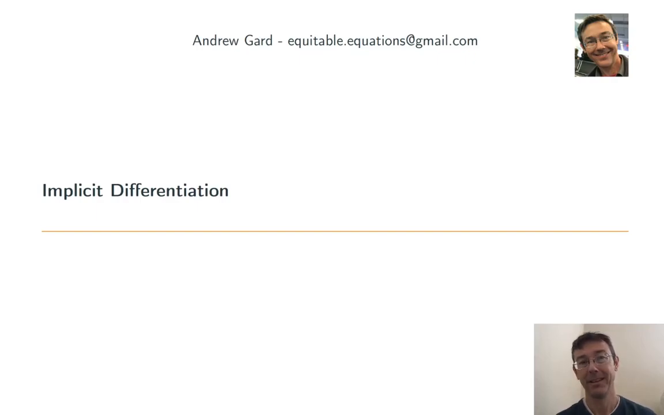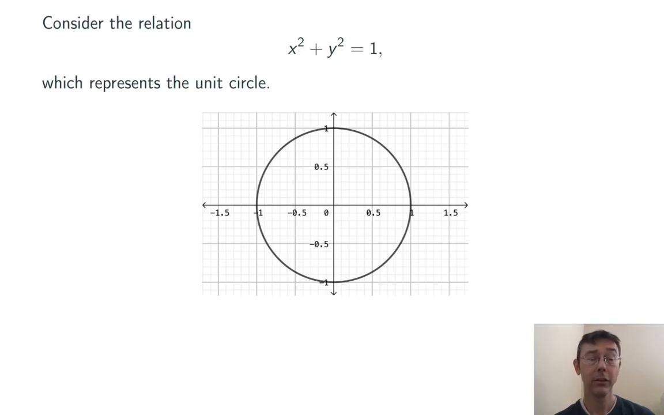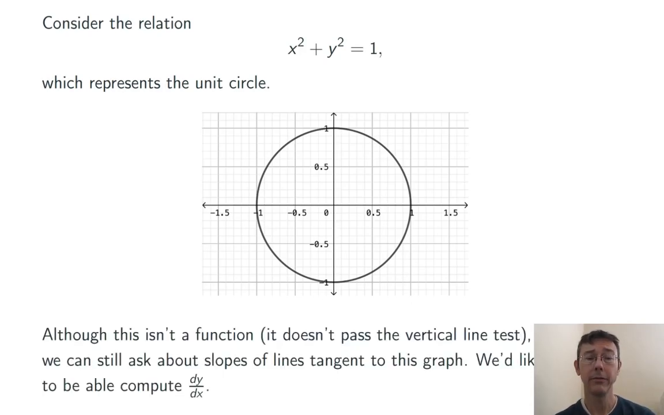Hey everybody. Today we're talking about implicit differentiation. Let's start with an example that might be familiar. x squared plus y squared equals 1, which represents the unit circle. Now, this is not a function. It doesn't pass the vertical line test. But we can still draw tangent lines to the graph and potentially talk about their slopes.